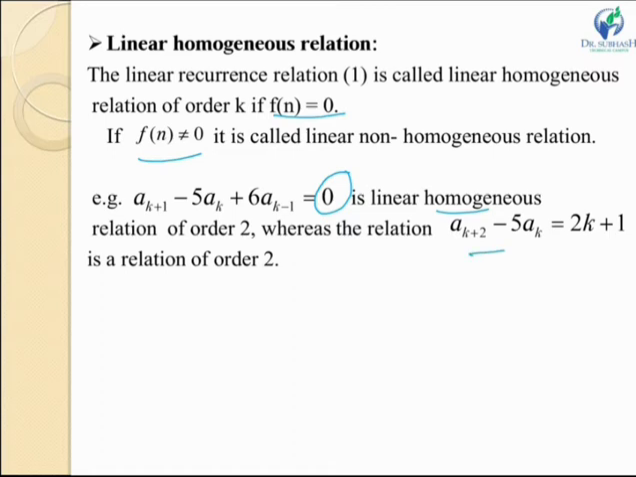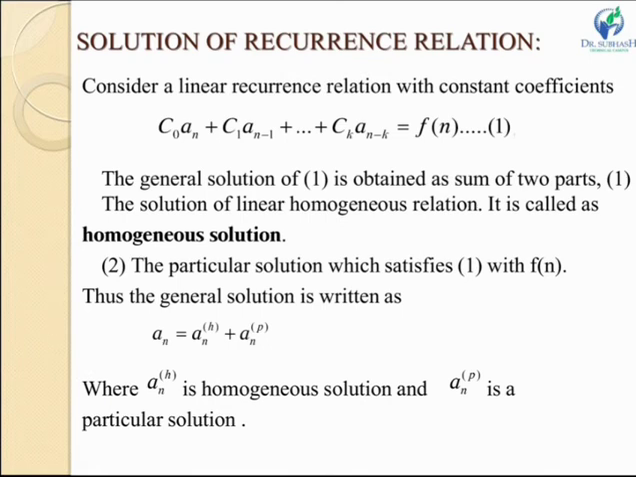a(k+2) minus 5a(k) equal to 2k plus 1. See, here the function is not 0. Therefore, this is non-homogeneous and the order is 2 over here. Now next, let us move towards the solution of the recurrence relation.